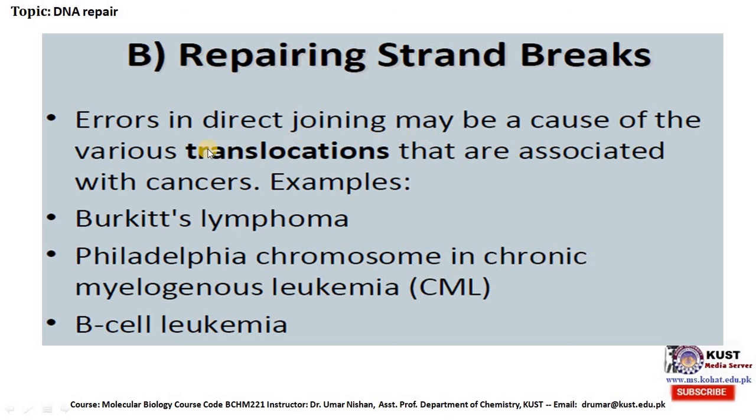Now, repairing strand breaks. Errors in direct joining may be a cause of various translocations that are associated with cancers. For example, Burkitt's lymphoma, Philadelphia chromosome, and chronic myelogenous leukemia, B-cell leukemia.